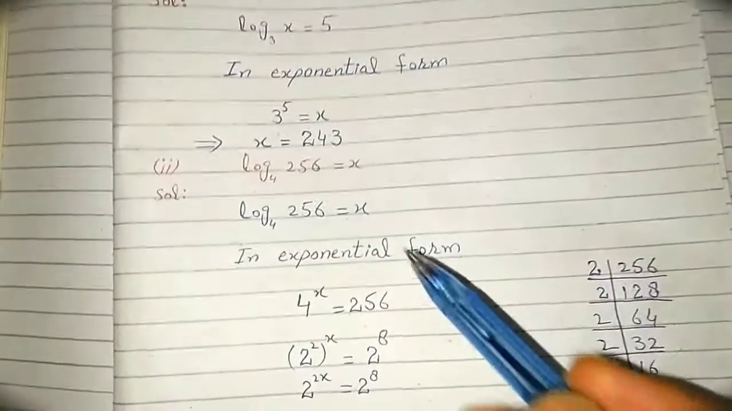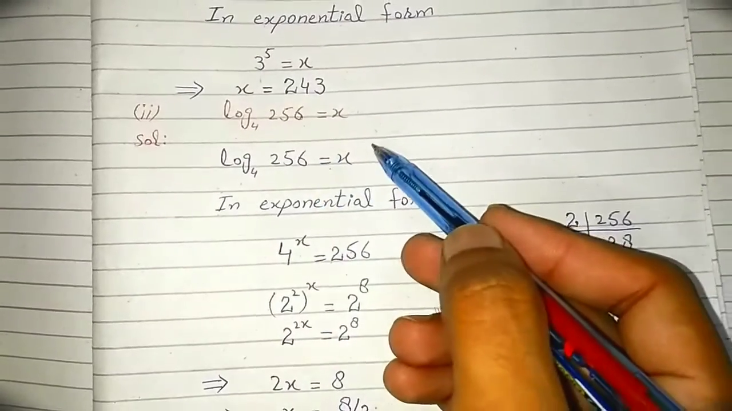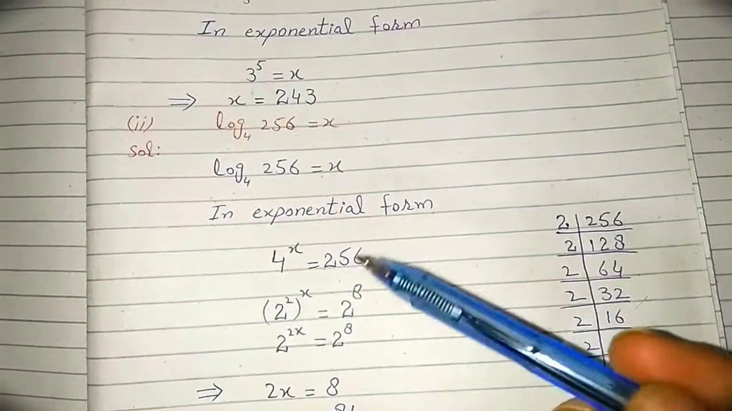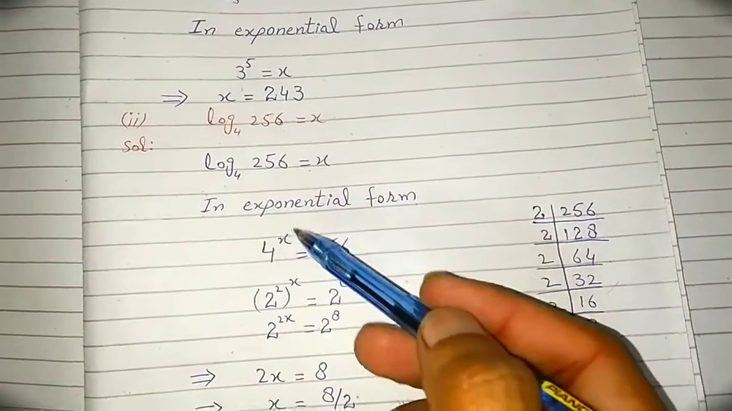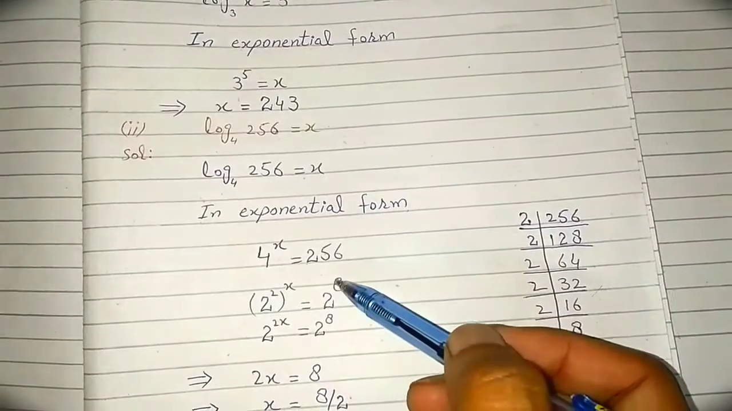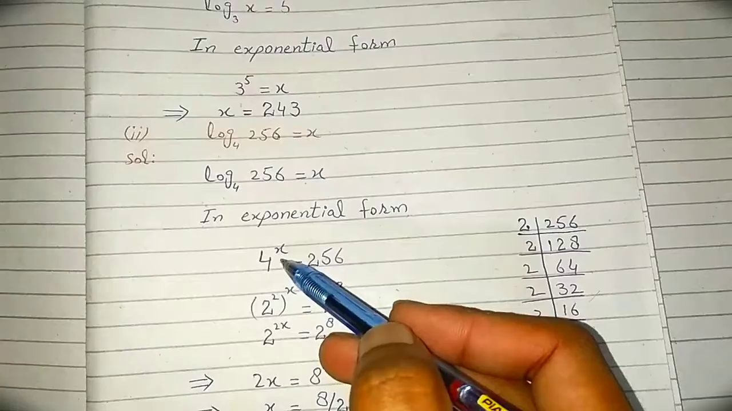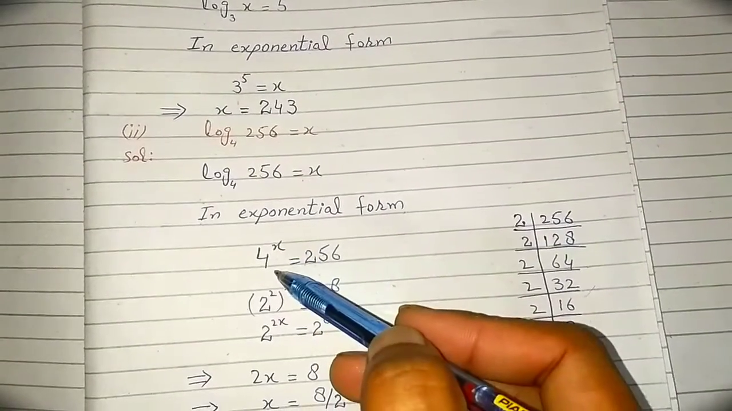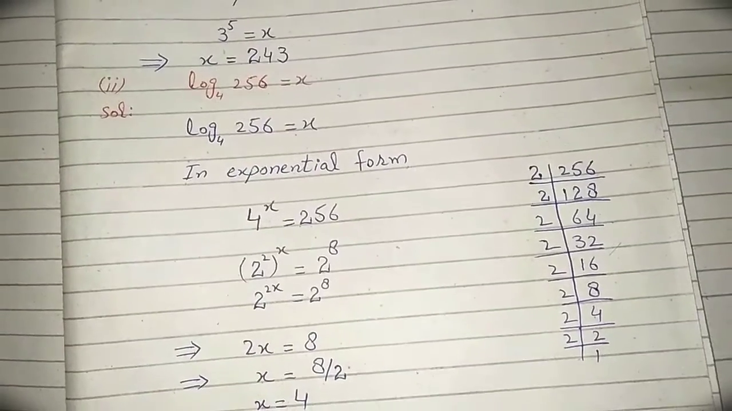Next, part number 2 is log 256 at the base of 4 is equal to x. Similarly, as in part 1, we have to write it in exponential form. So in exponential form it can be written as 4 power x is equal to 256. Now as the variable occurs in the power, we have to make the bases the same. So we have to make factors of 256.